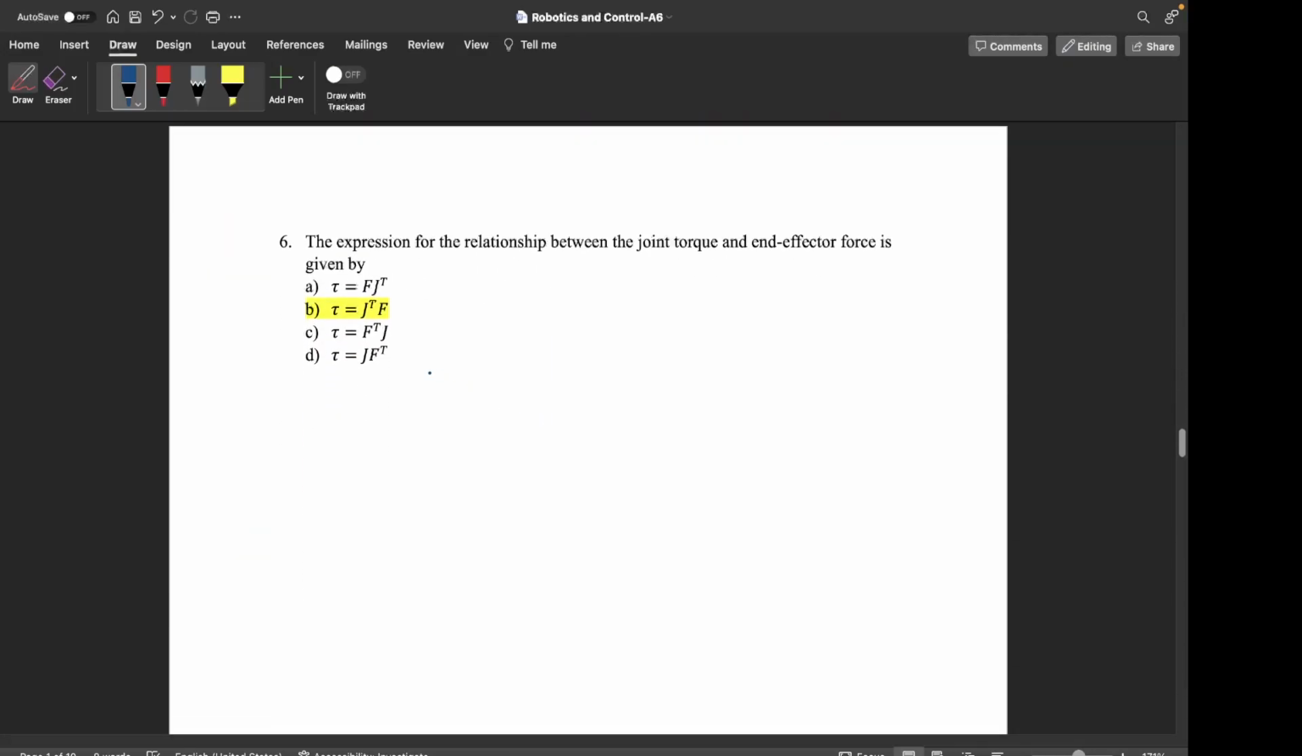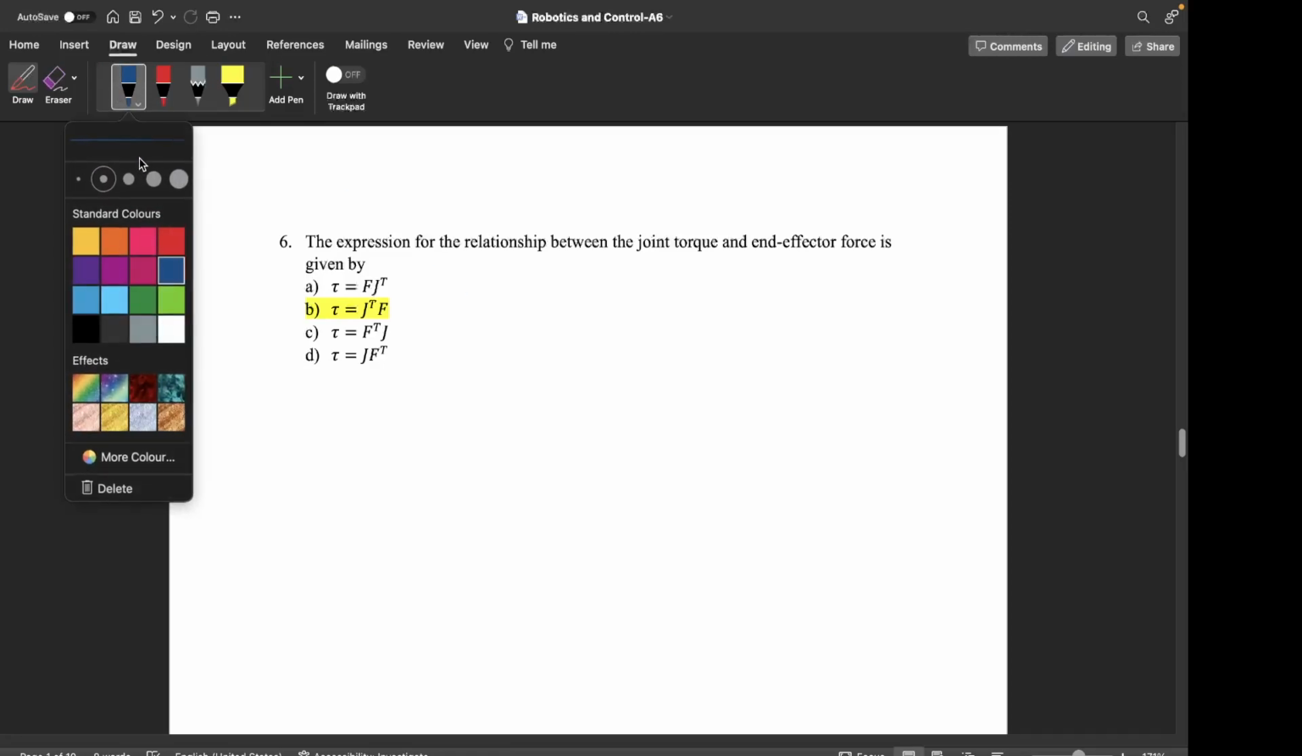Okay, so again, we are staying on relatively the same topic. The relationship between the joint torque and the end effector force is given by tau equals J transpose f. This is a very useful relationship that you would use quite frequently in robotics, in theory and practice, everywhere. So let's see where this comes from. First of all, let's see how the Jacobian is defined.